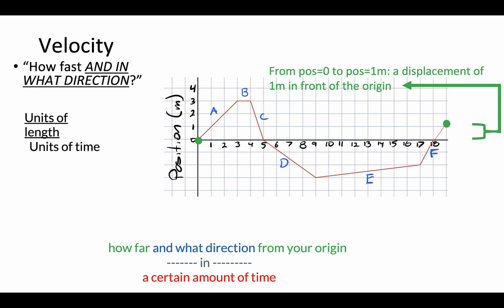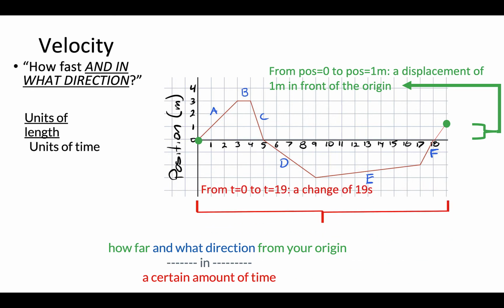And so our displacement for the entire trip is positive 1 meter or 1 meter in front of the origin. And that took 19 seconds. So the entire time interval from time equals 0 to time equals 19 is a change of 19 seconds. And so 1 meter over 19 seconds gives us a velocity of 0.05 meters per second forward.